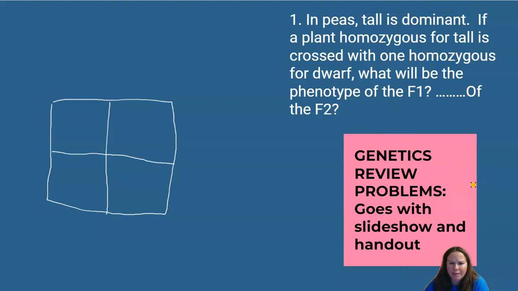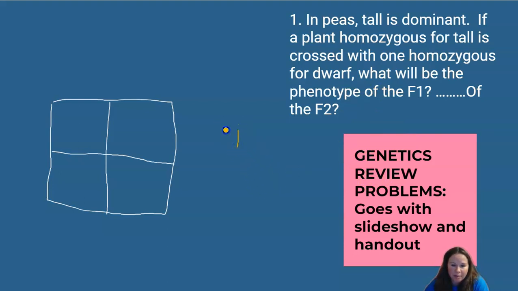In pea plants, Gregor Mendel, the father of genetics, did a lot of experiments with pea plants. He found that tall is a dominant trait. If a plant is homozygous for tall and is crossed with one that's homozygous for dwarf, that means short, what would be the phenotype of the F1?